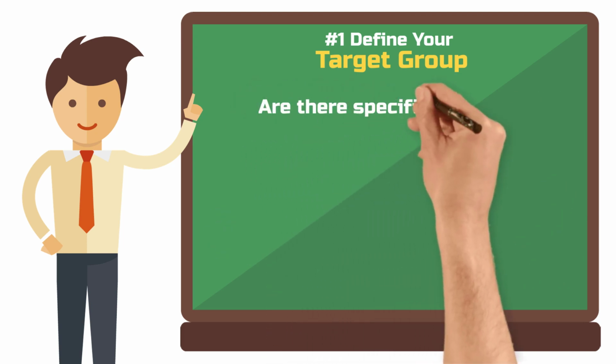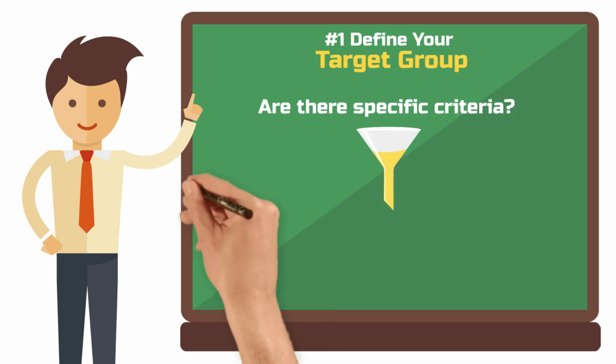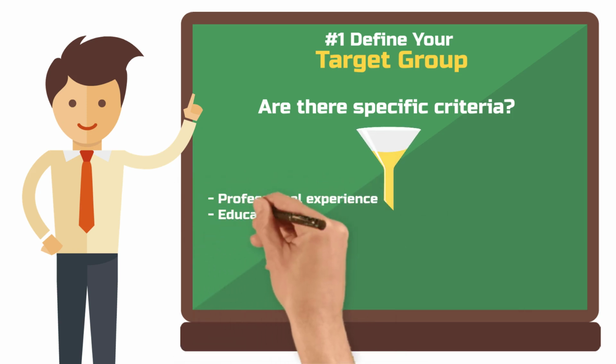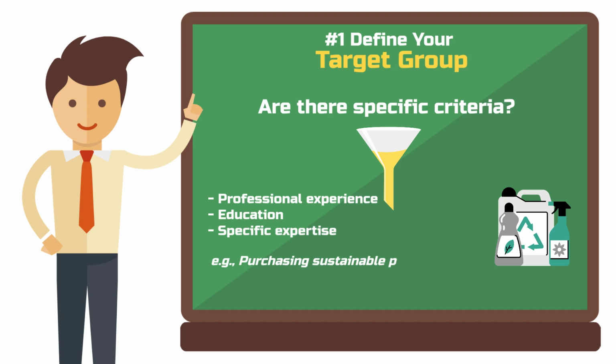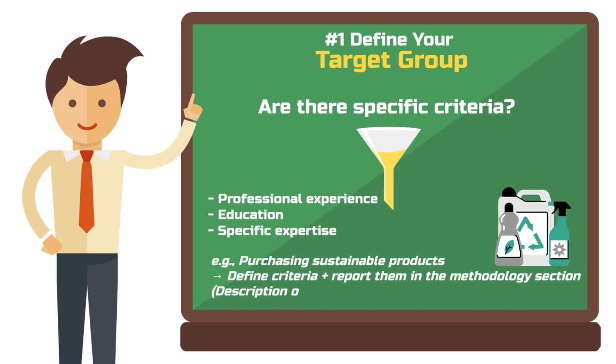Additionally, set clear criteria for participation, such as professional experience, educational background, or specific activities. For instance, you might seek interviewees who have purchased a sustainable product in the last 6 months. These criteria will later form part of your methodology section when describing your sampling strategy.